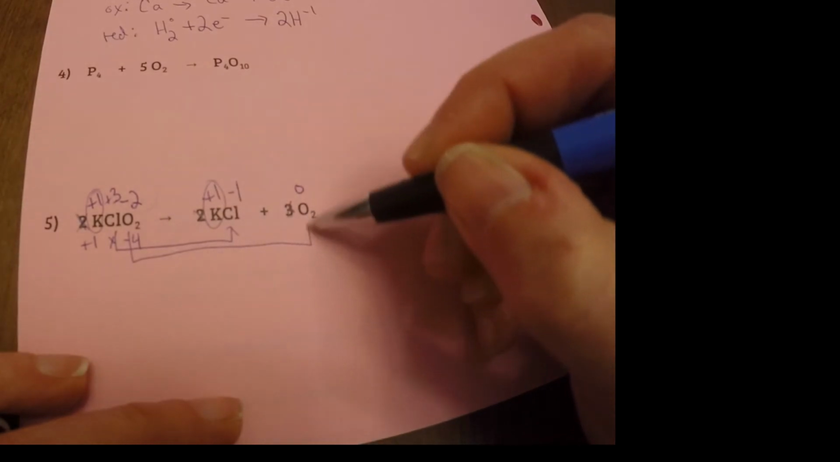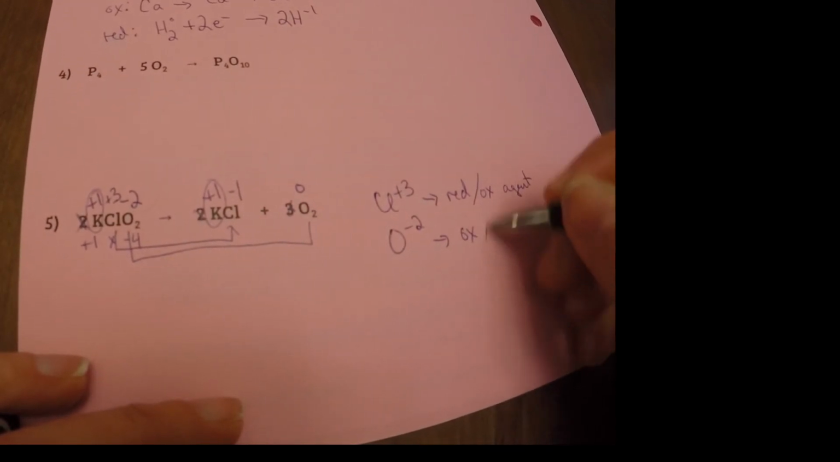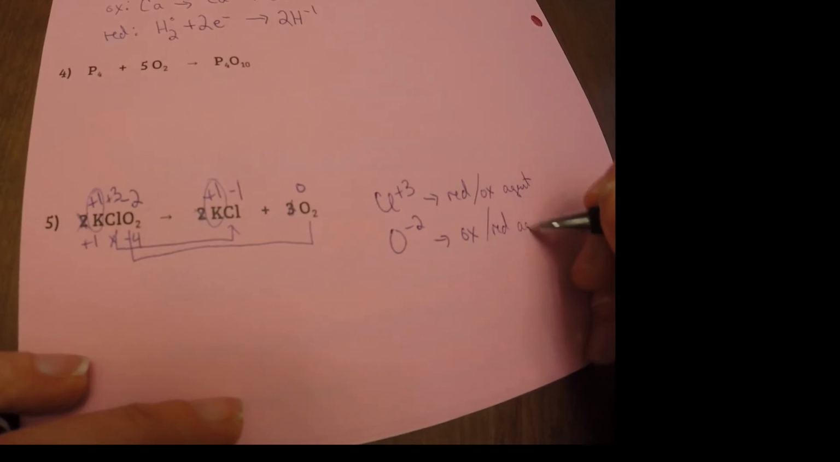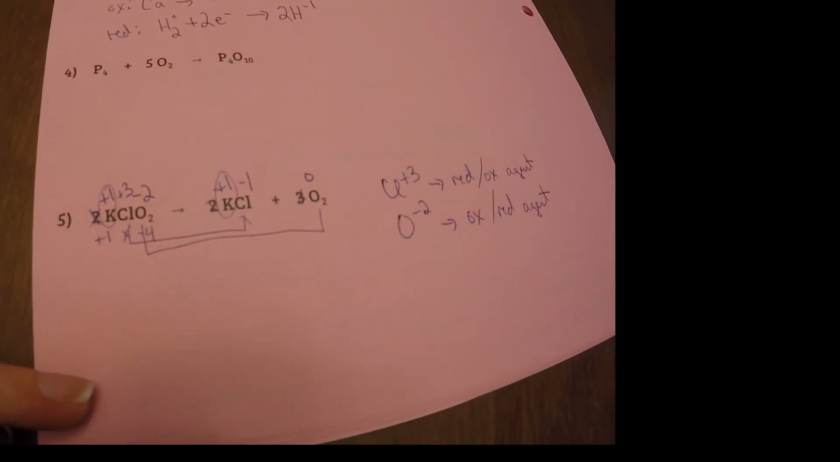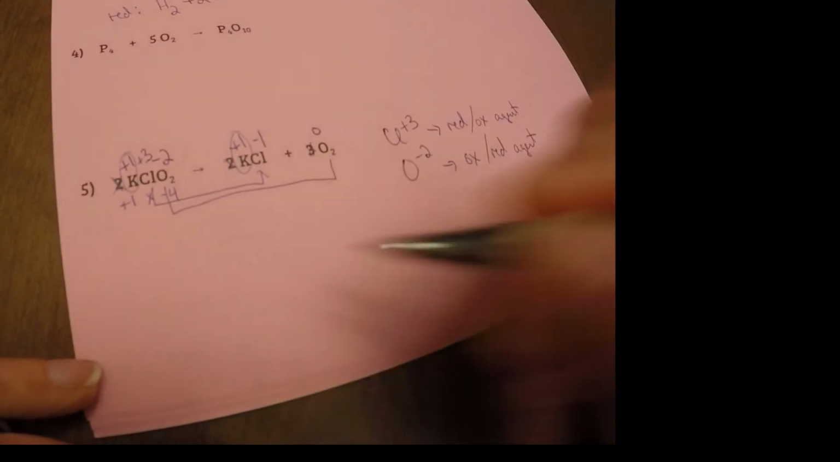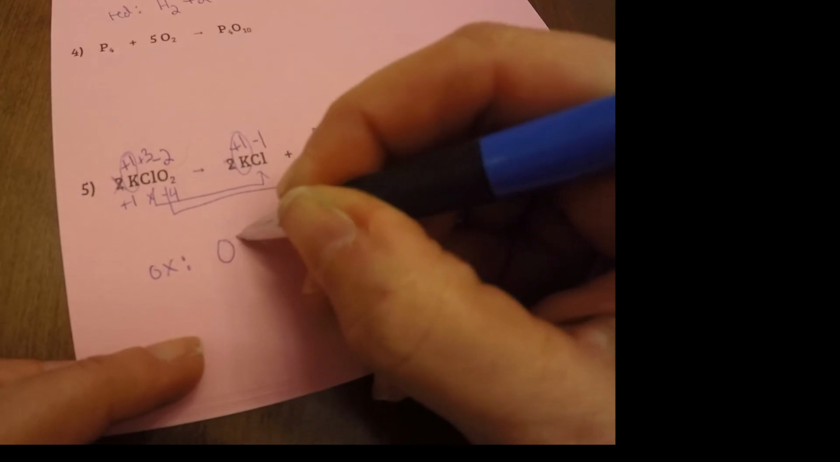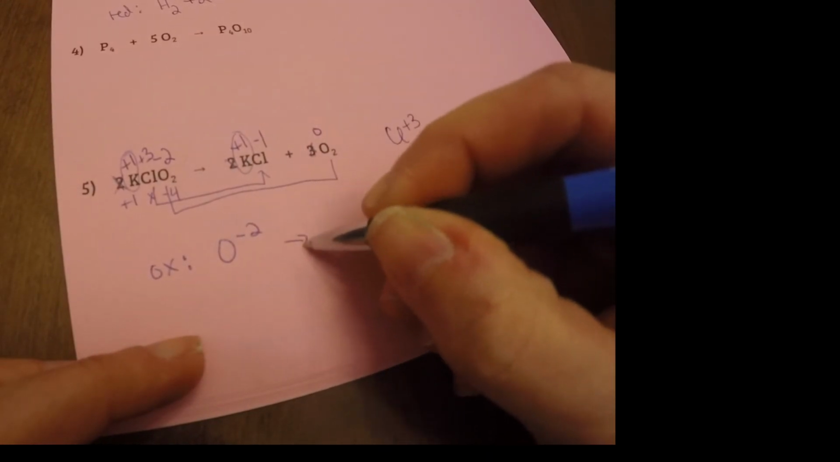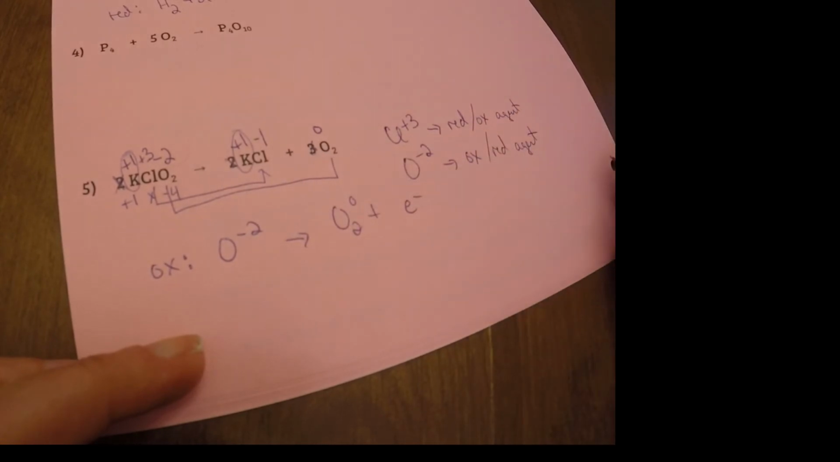And oxygen is going from -2 to 0. So the oxygen -2s are being oxidized, also called the reducing agent. So we have spectator ions in here, and we have oxygen actually being oxidized instead of being reduced, which is a little different. So let's do our oxidation half reaction. We're going to start with the oxygen -2 ions. They're going to turn into pure oxygen by losing electrons.